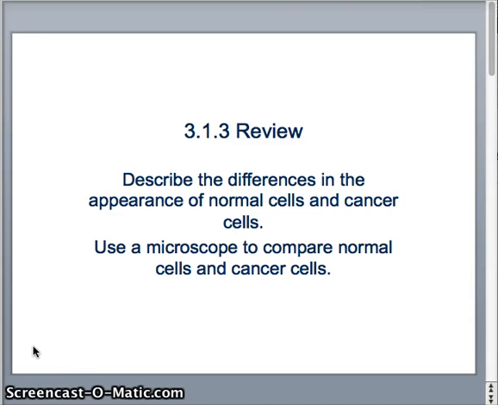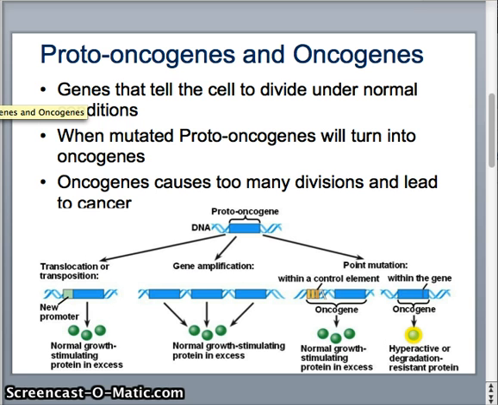So what we're going to do is describe the differences between the appearance of normal and cancer cells. But before we do that, we have to talk about the genetics, because that's the other key important piece in this: the differences between the genes in cancer and normal cells and why those genes cause those appearances. So the first one we're going to talk about is proto-oncogenes and oncogenes. Before we get to this picture down here, we're going to talk about proto-oncogenes.